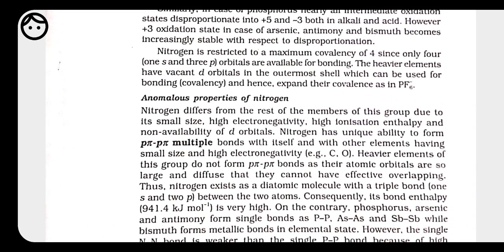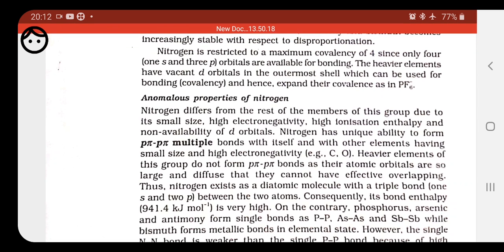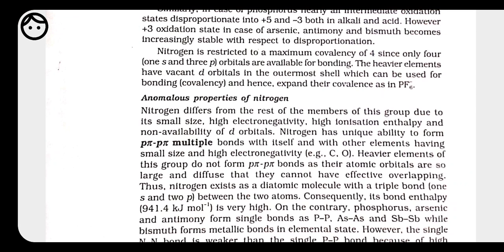Anomalous property we have also discussed. What is anomalous property and what is the reason for anomalous property? Here, because of certain reasons, that is small size, high electronegativity, high ionization enthalpy, and absence of d orbital, they are going to show some unique property to form p pi multiple bond with itself also. Okay, they can form a triple bond, that is called p pi bond, with itself and with other elements having small size and high electronegativity like carbon and oxygen.